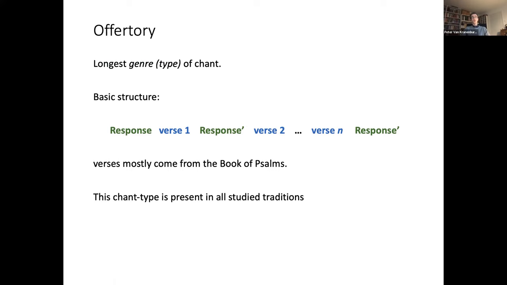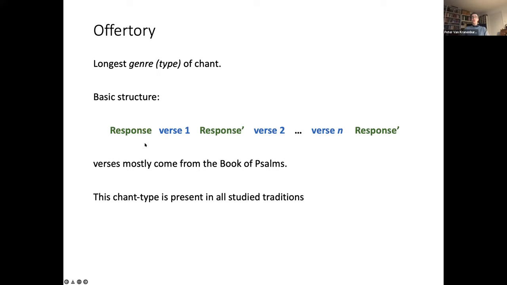So there are various genres. There are antiphons, there are offertories, there are communios, there are different types of chants. The offertory is long, so we have many notes. And if we do computational research, we want a lot of data, right? So therefore, the offertory is a good genre to start with.